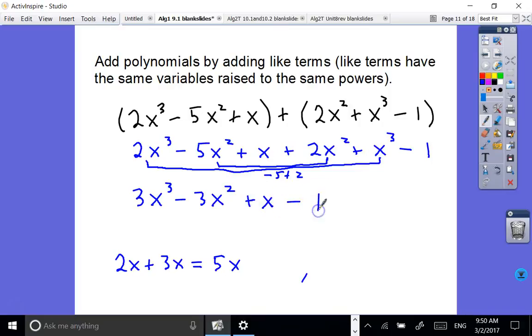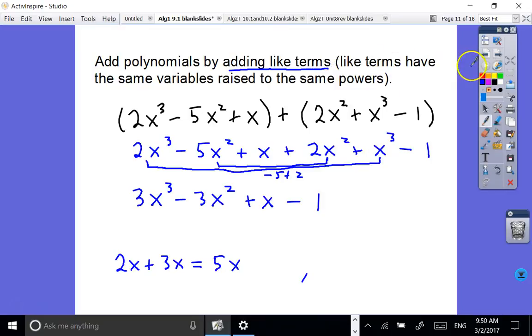Minus 1. There you go. So adding polynomials is adding like terms. Like terms have the same variables raised to the same power. When you add them, you add the coefficients, but don't change the power of x. If you're adding x to the third, it stays x to the third. Don't try to change that into x to the sixth or something like that.